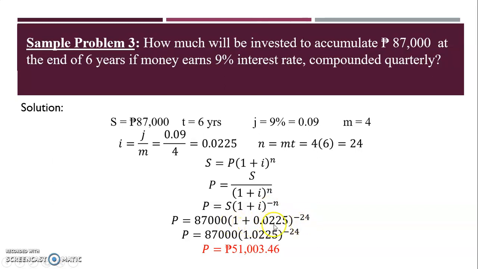So, 1 plus 0.0225 is 1.0225 raised to negative 24 times 87,000, we will get 51,003 pesos and 46 centavos. Meaning to say, you have to invest this amount of money to accumulate 87,000 at the end of 6 years. So, yun yung sagot natin.